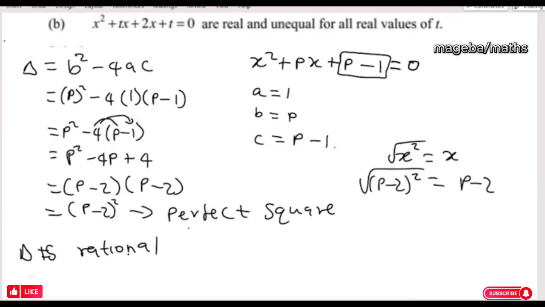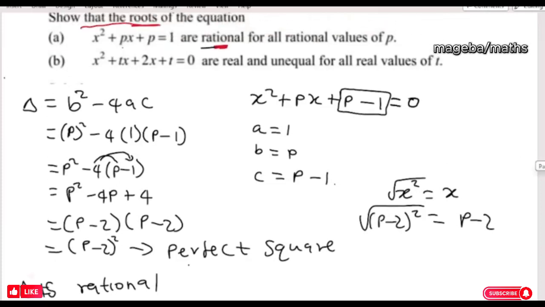I hope you understand. We have already shown what the question was asking: that the roots are going to be rational for all rational values of p, because this thing that we found here is a perfect square. In order to find the roots rational, your delta must be a perfect square. Now let's do b.